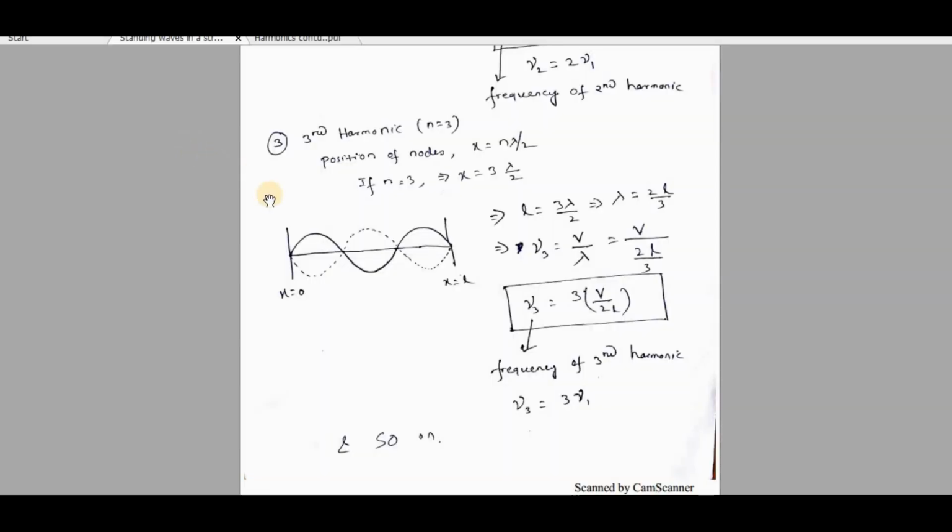So I hope you have understood how standing waves are produced in a string whose both ends are fixed or whose both ends are free.